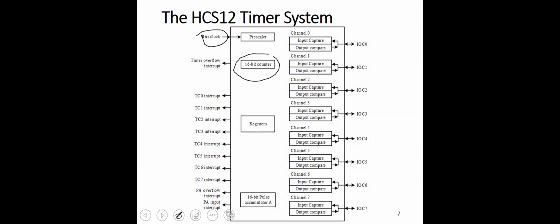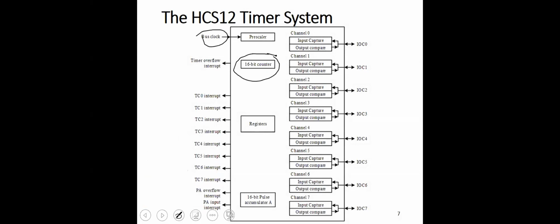In this case, this counter is acting as a timer. It is counting the periods of the incoming bus clock, so it is used as a timer. This timer is called the free-running timer. It is a 16-bit timer, so it runs from 0 up to 2 to the power 16 minus 1.